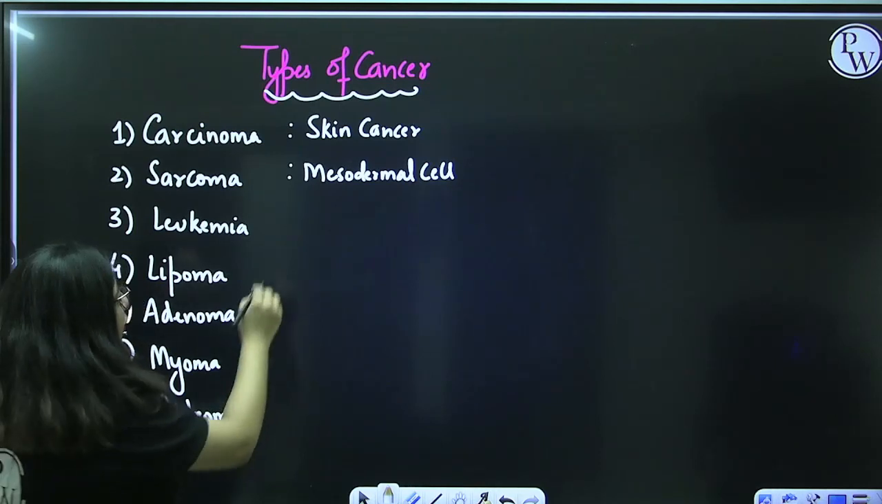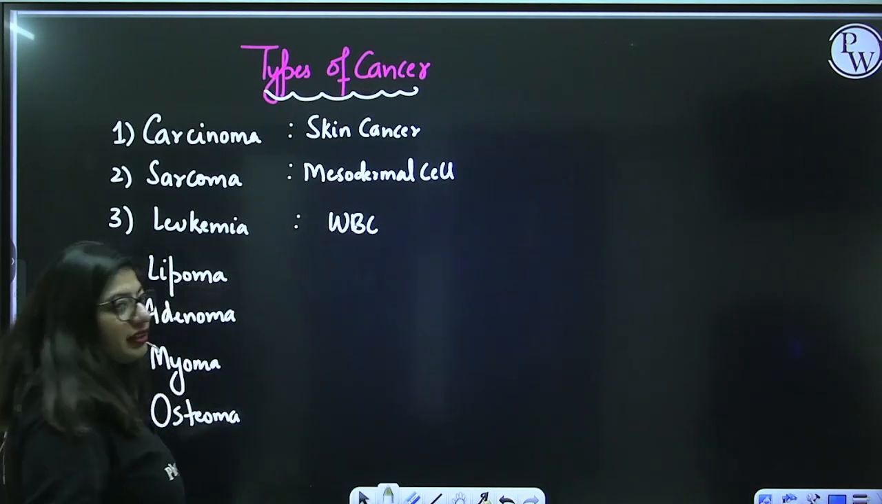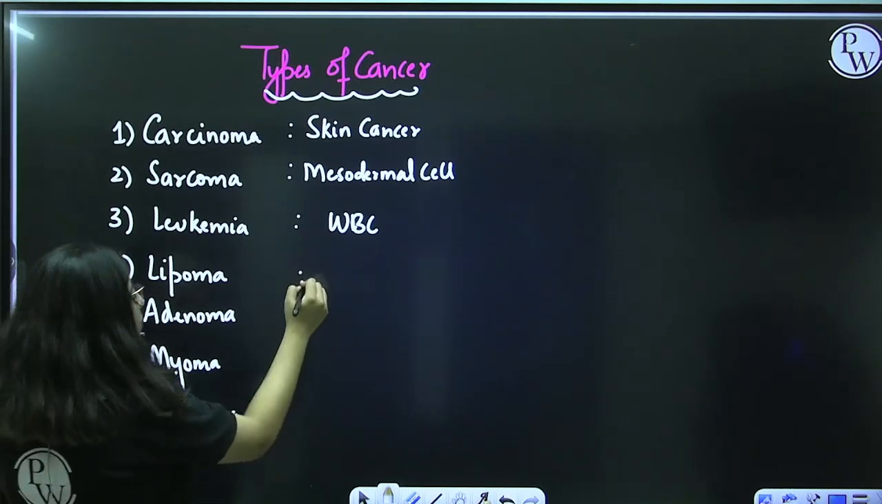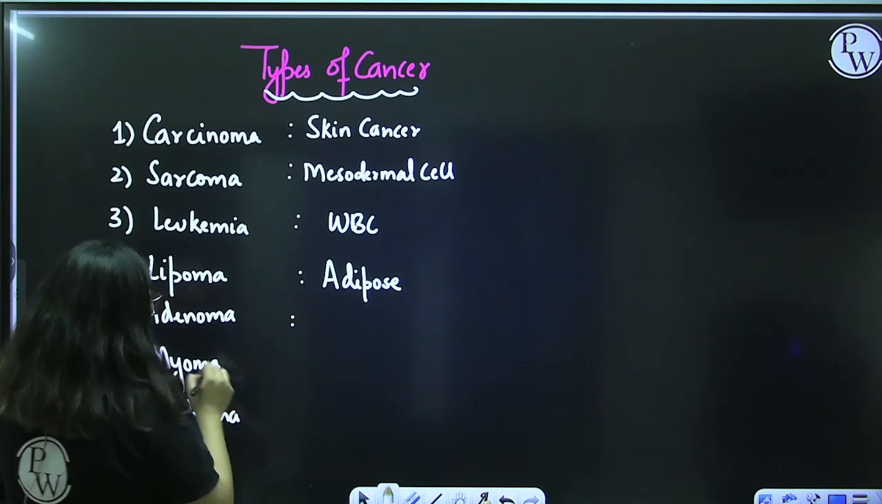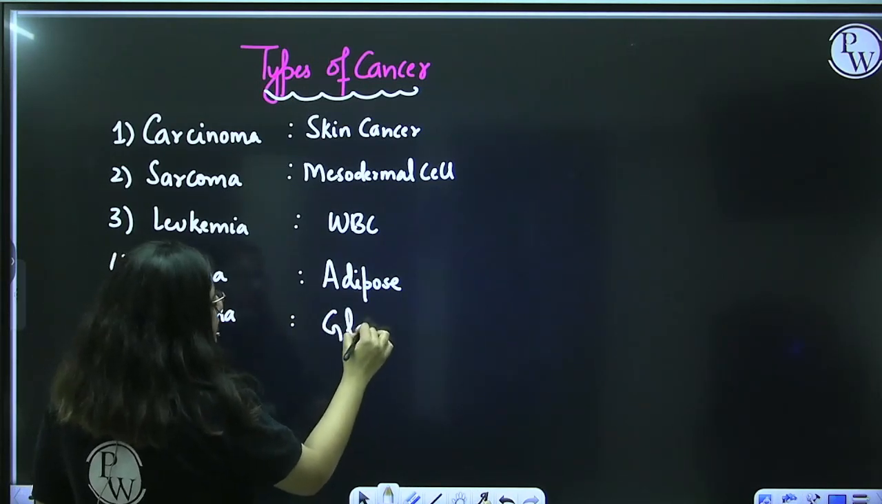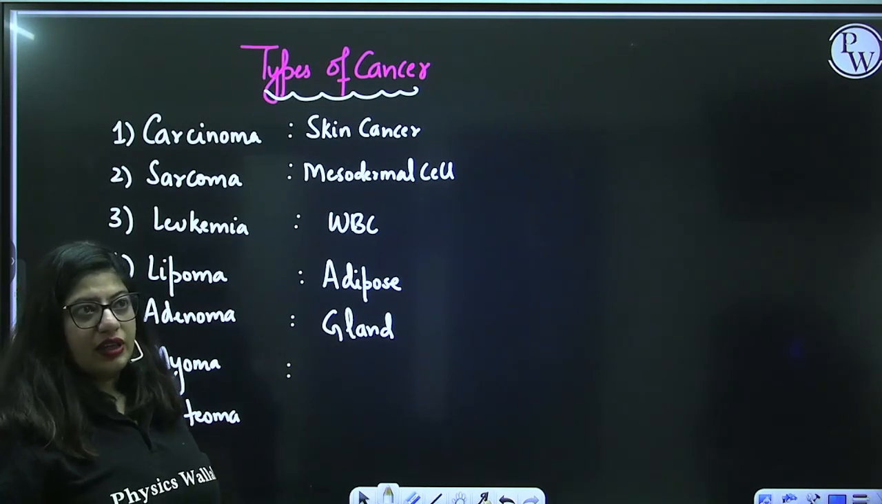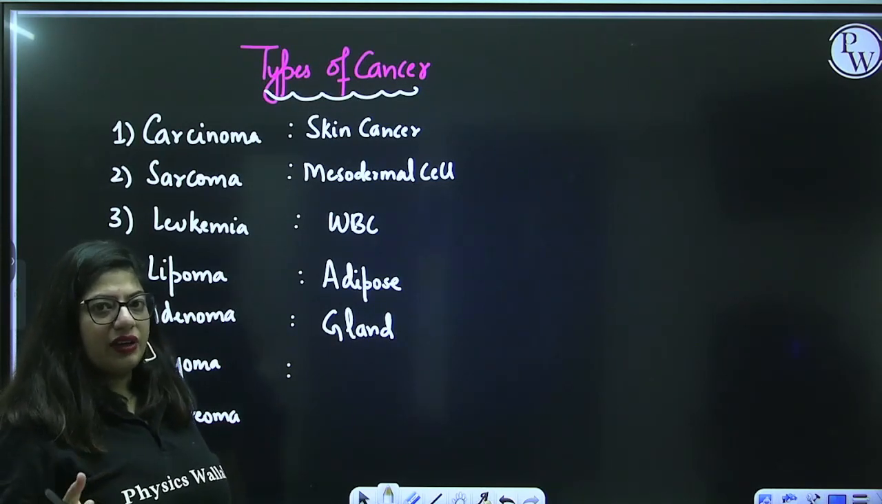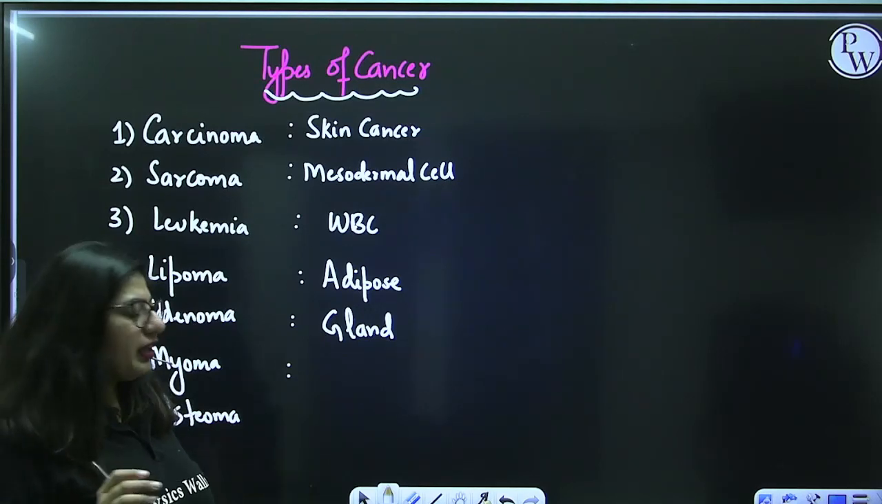For example, in leukemia, the WBCs, the blood cells, they are the target, T cells, right? In lipoma, adipose tissue, your fat cells. Adenoma, the glands. If there is a cancer of the pituitary, hypothalamus, or, which is very rare, like a thyroid gland cancer, like a pancreatic cancer, it will be the adenoma.